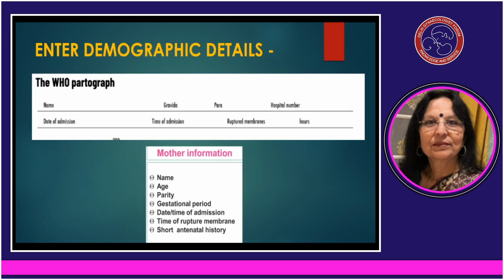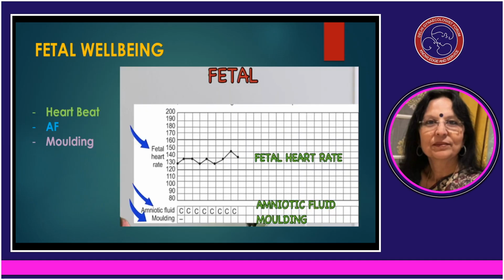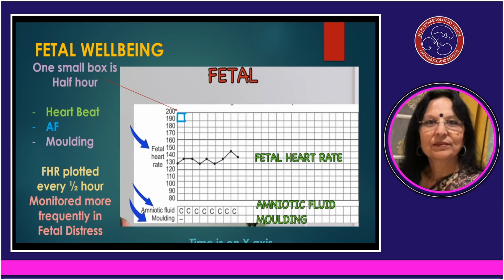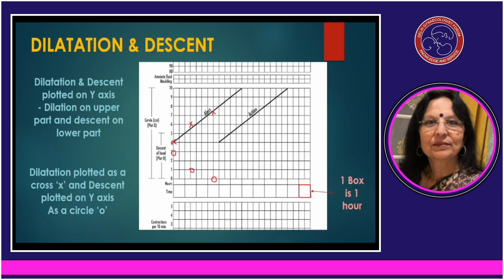कोई बात नहीं है. So the fetal, next. The fetal well-being is recorded by the fetal heart rate, the amniotic fluid, and the molding. And the time axis is on the x-axis. And every block was half an hour. And this was being monitored every half an hour. But in fetal distress, it was being monitored more frequently. Then the cervical dilatation, next please.